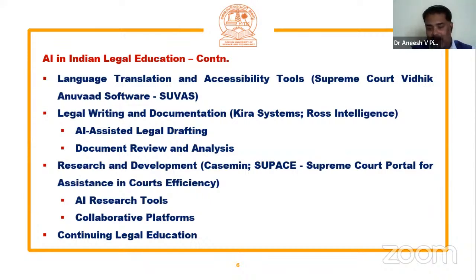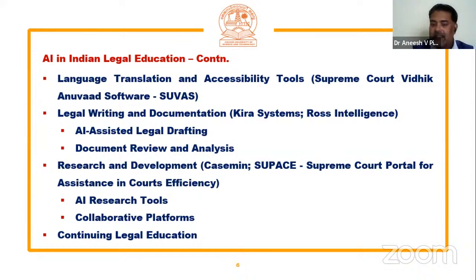Then research and development. Almost all the legal professionals, that is academicians and the students, are actively involved in legal research. And there are some people doing PhD research work and some project research work. In that situation, there are so many tools developed with the help of AI, which will help them complete their project very easily. Like CaseMate is there, SUPACE is there. It's a portal created by the Supreme Court itself for legal research.